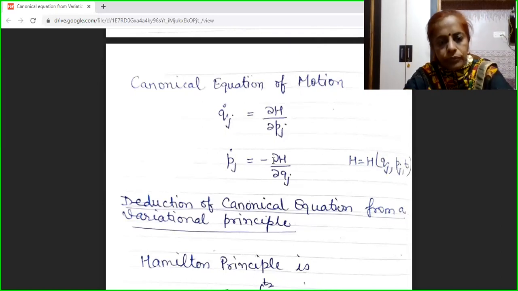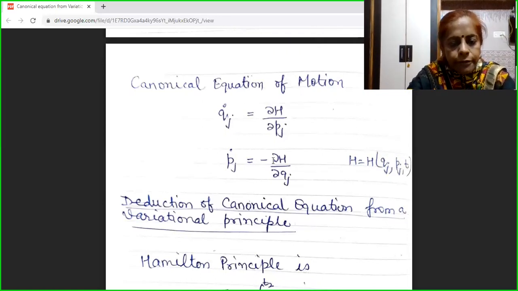Now we will derive these canonical equations using variational principle. We have already discussed Hamilton's variational principle. I am going to give you a brief. What is this principle?